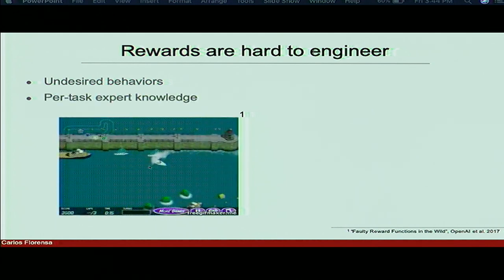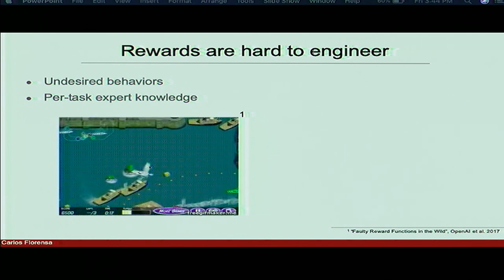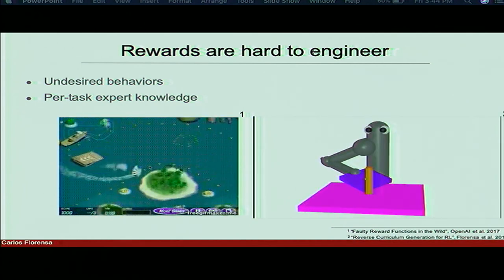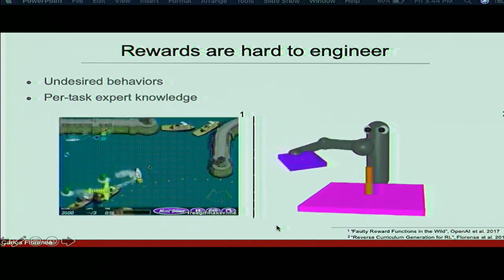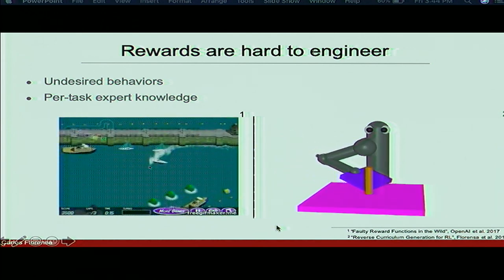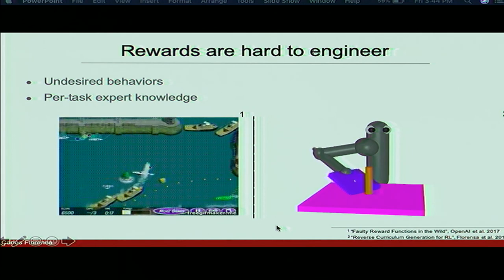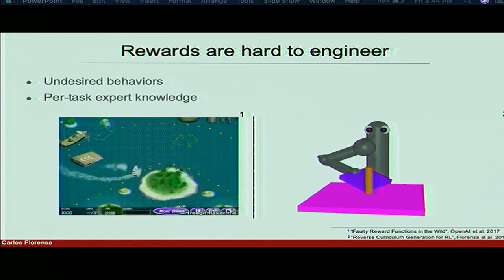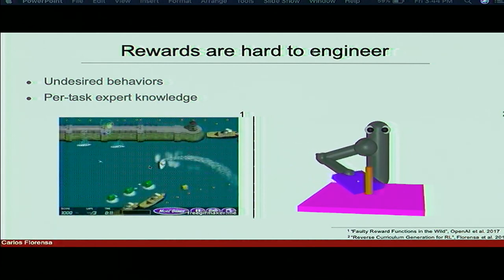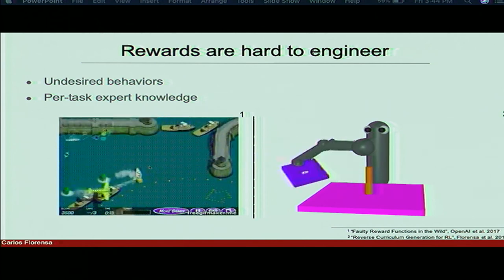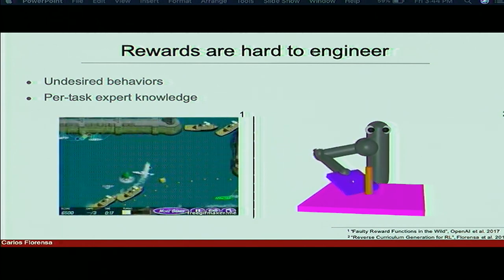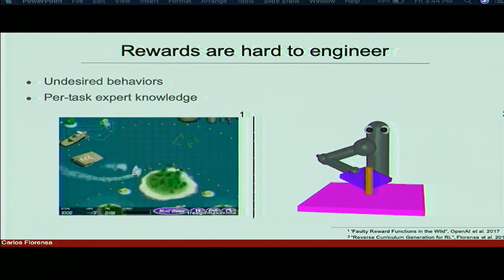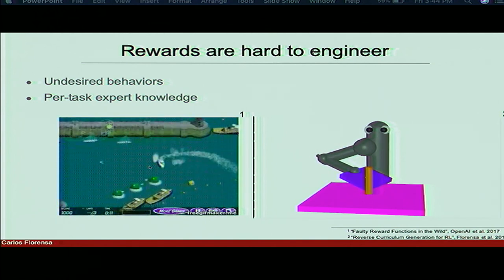Furthermore, it requires per-task expert knowledge. For example, here we have another robotic system that is trying to insert this ring into this peg with a negative L2 distance to the center of the peg. And it's just smashing the peg against the side, because that's the shortest way of minimizing this distance. An expert will tell you that first you have to go up and then around it. But all this requires expert knowledge that we would like not to have to bake into the reward.